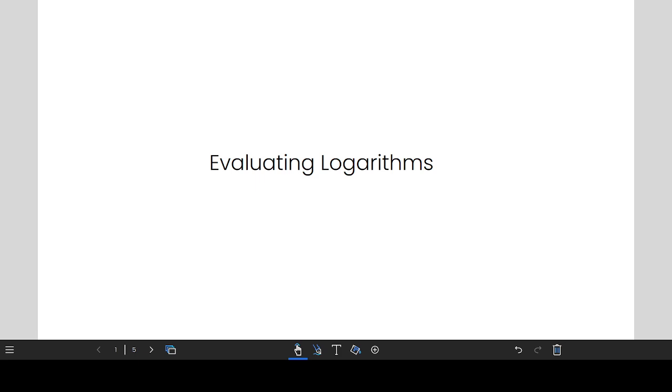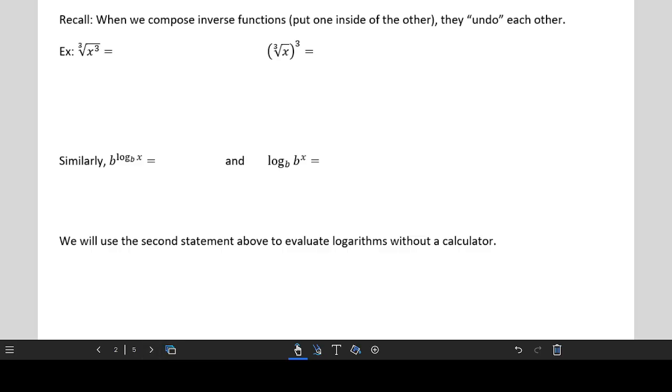In this video, we're going to discuss how to find the value of a log expression without using a calculator. And we're going to rely heavily on the fact that the log function is the inverse of an exponential function. So let's start with a pair of inverse functions that we're probably more familiar with: the functions y equals x cubed and y equals cube root of x.